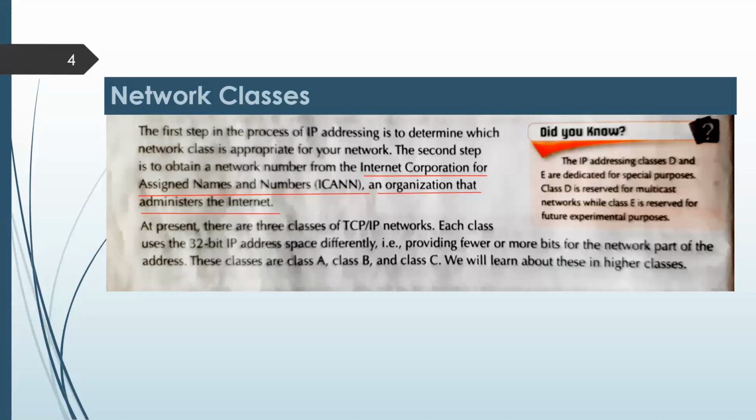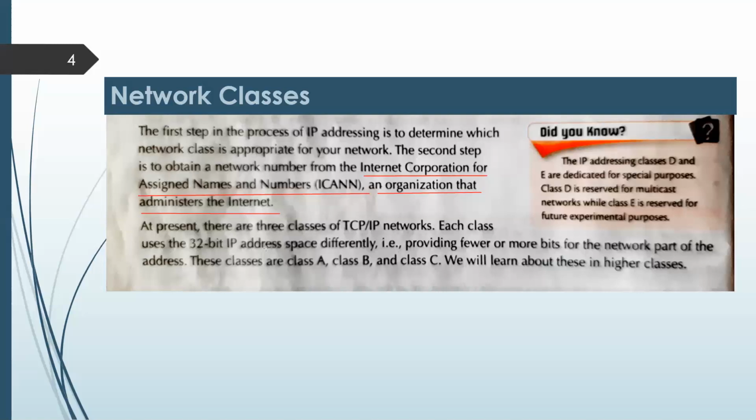At present, there are three classes of TCP/IP networks. TCP means transmission control protocol, and IP is internet protocol. Each class uses the 32-bit IP address space differently, that is, providing fewer or more bits for the network part of the address. These classes are class A, class B, and class C.